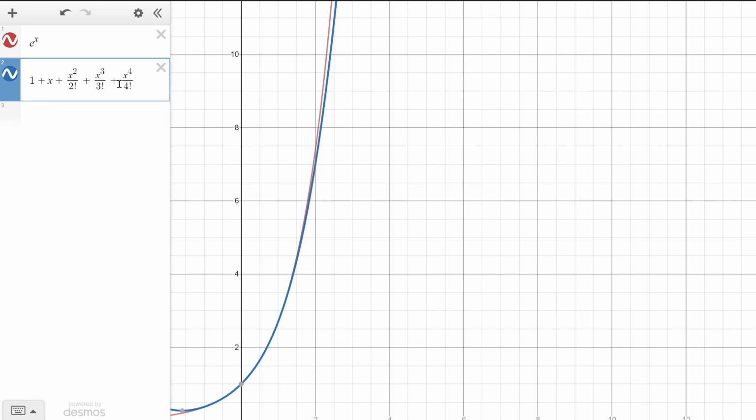I'm using Desmos to graph this, and it is great. It's a free resource. You could just go on Google, look up desmos.com/calculator, and you can find this exact software for whatever you want to graph.